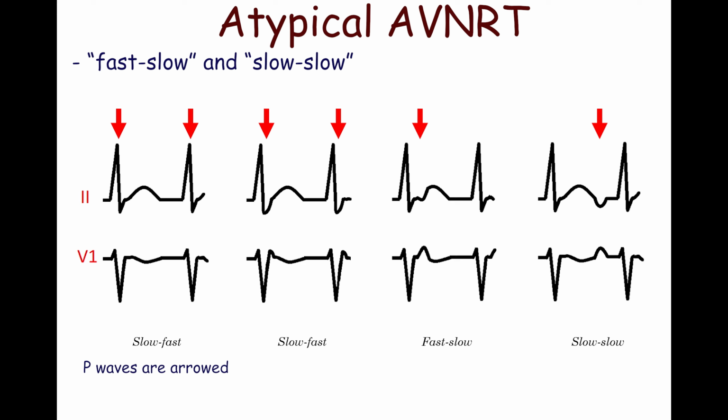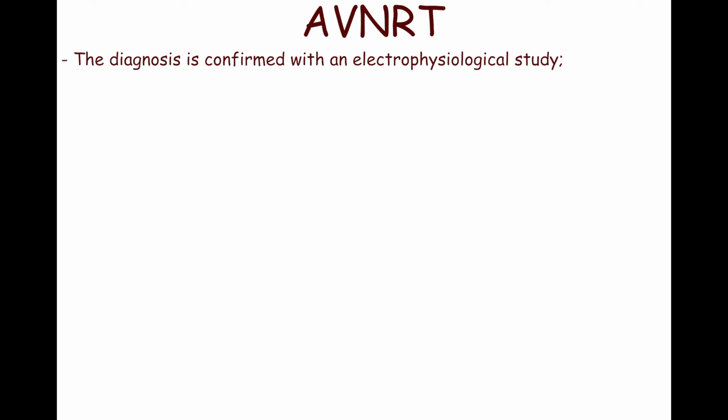If both pathways have slow conduction, it is called the slow-slow type. This type is very difficult to distinguish because the retrograde P wave precedes the QRS complex. The diagnosis is confirmed with an electrophysiological study, as well as type differentiation.